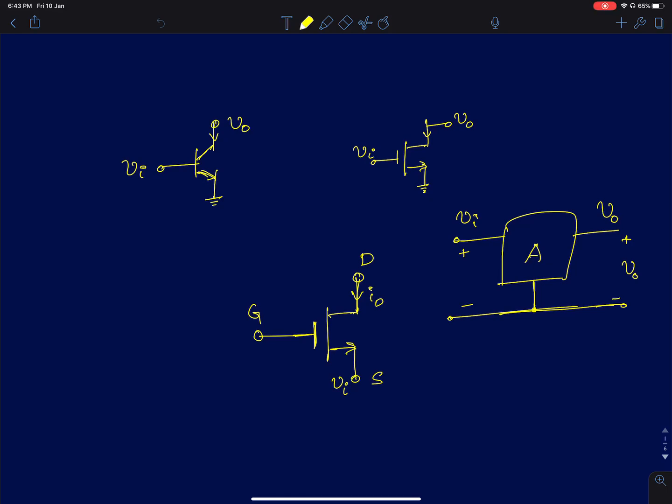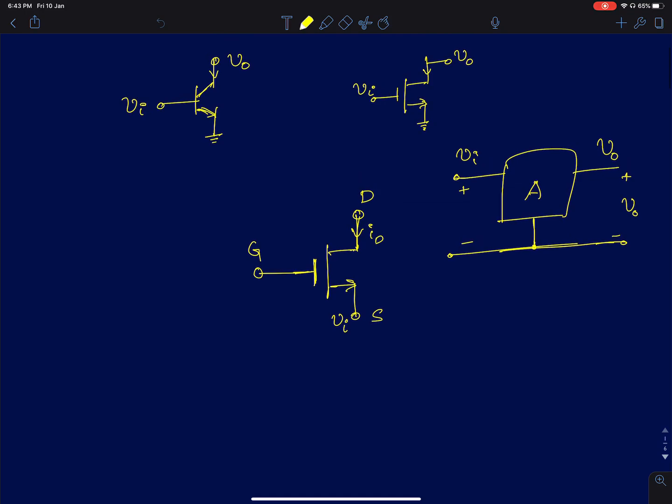Hi everyone. In this lecture, I'll continue with the discussion of single stage amplifiers. So mainly in this lecture, we'll focus on common source or common emitter amplifiers. In the previous lecture, we discussed a MOSFET as a current control device.